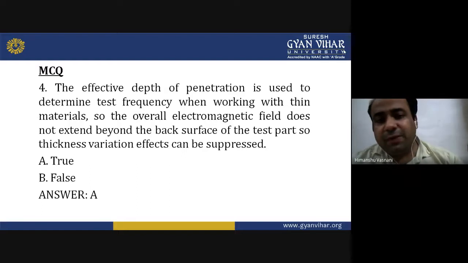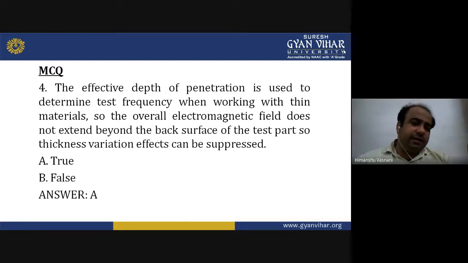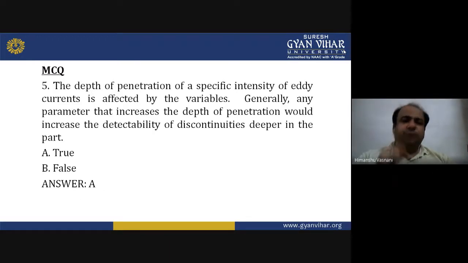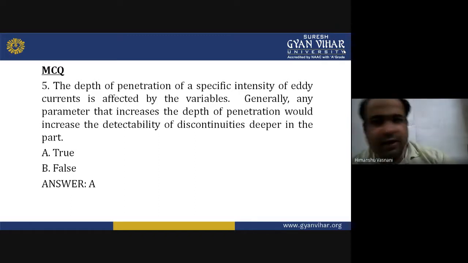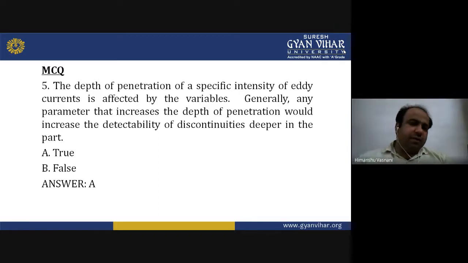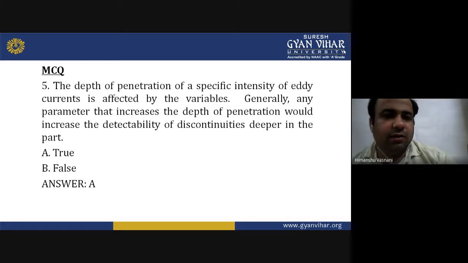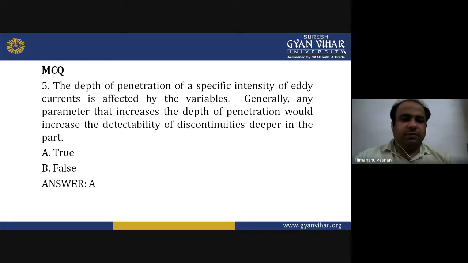Now, the effective depth of penetration is used to determine the test frequency when working with thin material, so the overall electromagnetic field does not extend beyond the back surface of the test part and the thickness variation effects can be suppressed. It is true. Now the depth of penetration to a specific intensity of eddy current is affected by the variables. Generally, any parameter that increases the depth of penetration would increase detectability of discontinuities deeper in the part. I think it's true in this case.